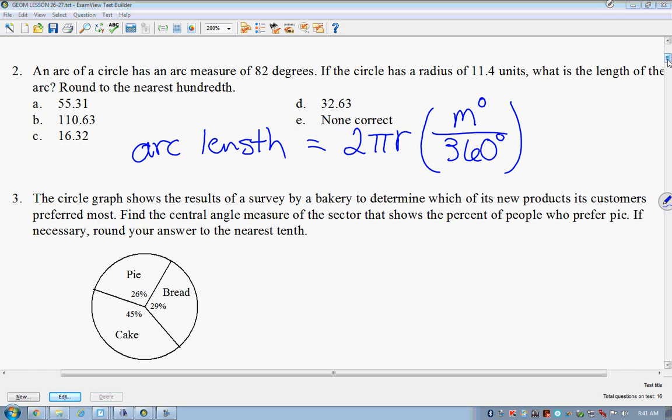So how do I find arc length? We take the circumference and we multiply it by the fraction of the degree of the arc over 360. Okay, so we're multiplying it by a fraction. Later on we'll talk about the sector, which is the area formed by a central angle. It's very, very similar to this, but arc length equals 2 pi r times the measure over 360. Do we have this formula written down?